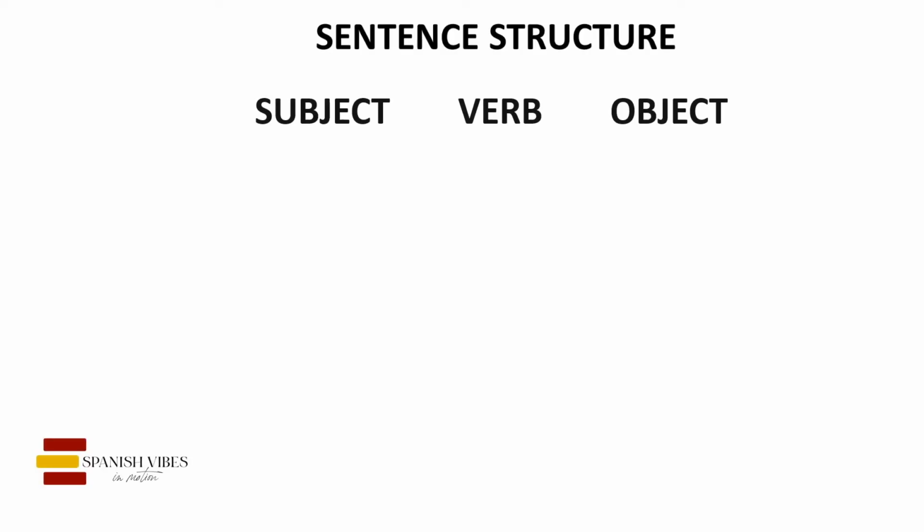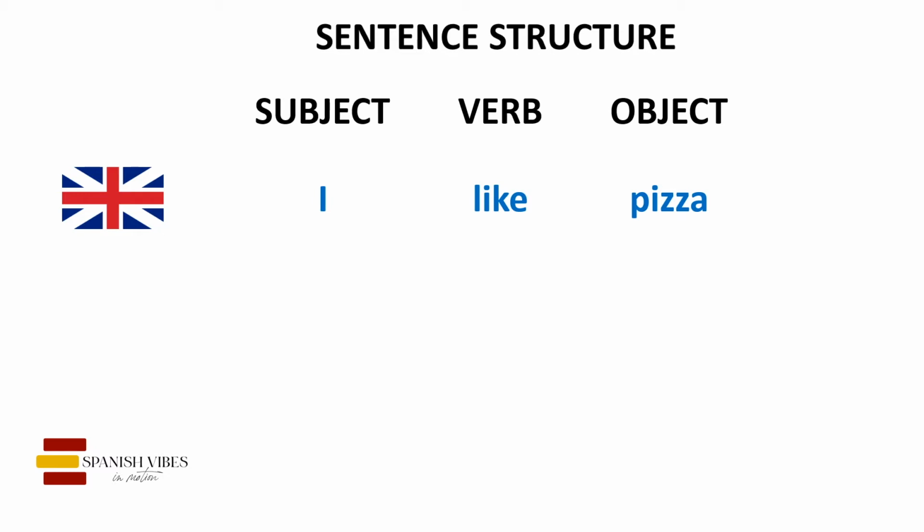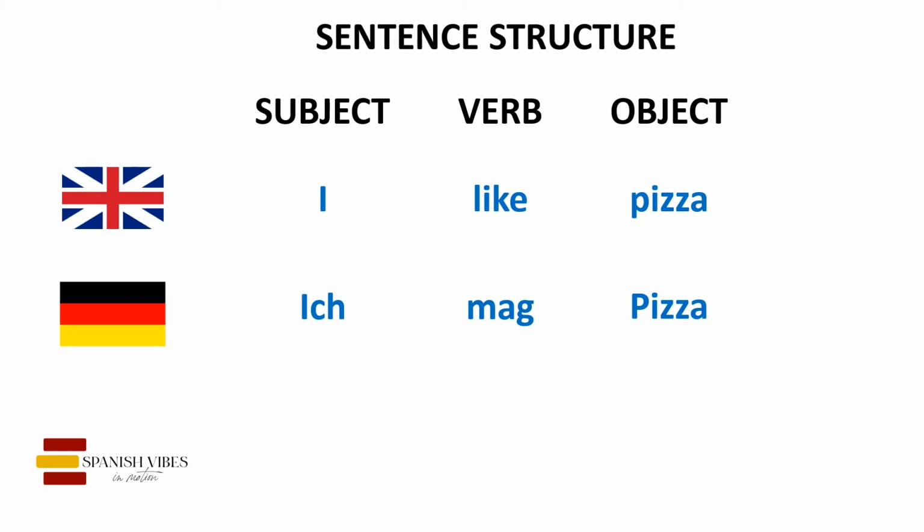For expressing a person's taste towards something or someone, in English we say, I like pizza, where I is the subject of the sentence, like is the conjugated verb associated with the personal pronoun I, and pizza is the direct object. In German, the verb mögen is used in the same way as in English: subject, verb, and object.